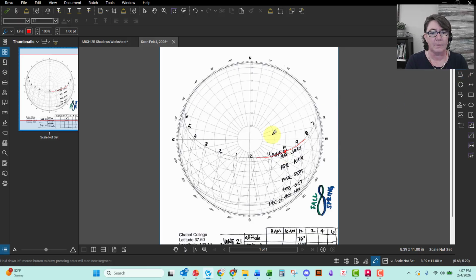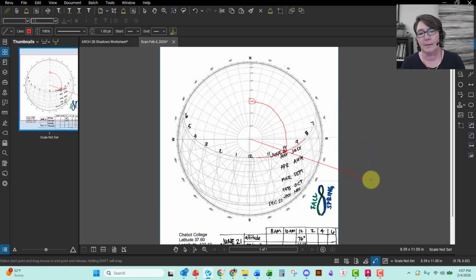Okay, so reading the altitude, we see about 60 degrees. And reading the azimuth, we've got, what do we say, like 108, something like that. Could be closer to 110. I'm going to go with 108.